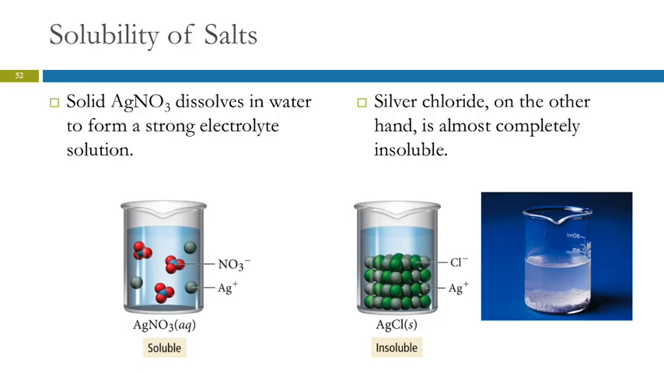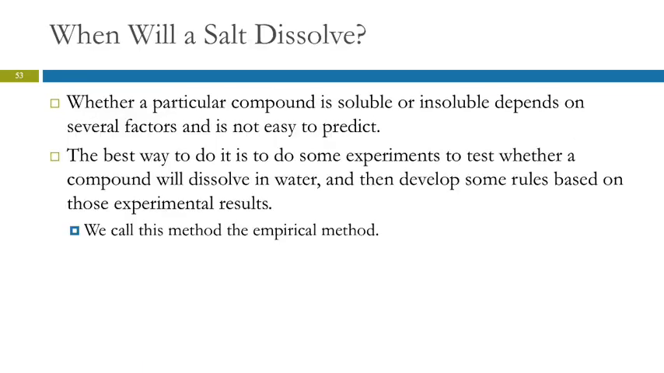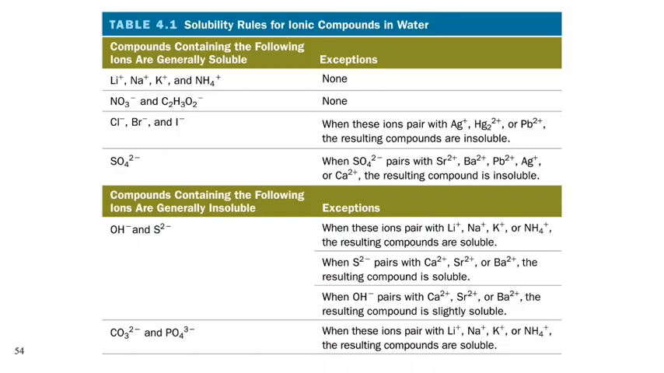So why does one dissolve and the other not? Well, there are several factors involved. It's not easy to predict. The best answer is it's complicated. So the best way we've come up with is, people have done experiments to see which compounds dissolve and which don't. They looked for patterns. We came up with a set of rules. This is an empirical method. You do it by experiment, and it's like, okay, this dissolves, this doesn't dissolve. And so that leads us to this table.